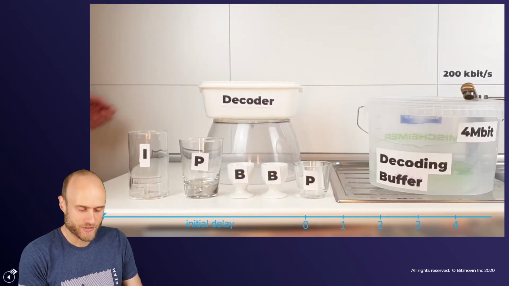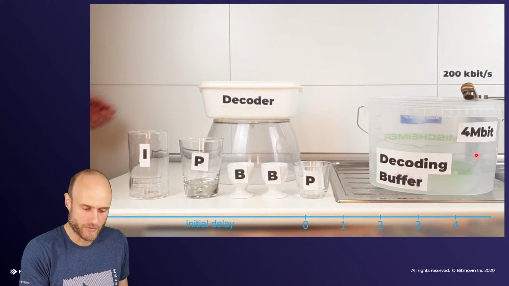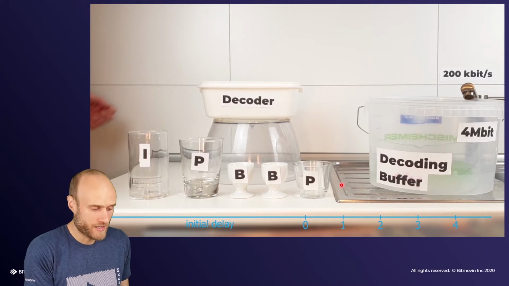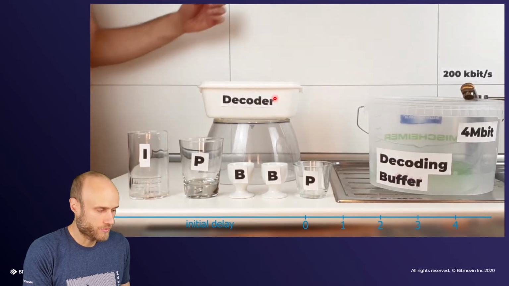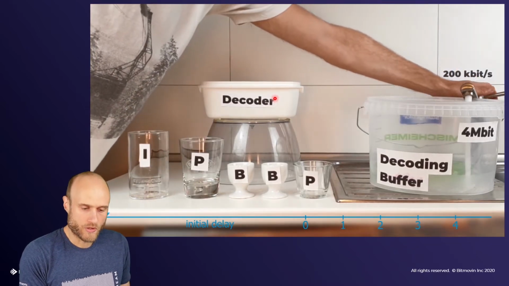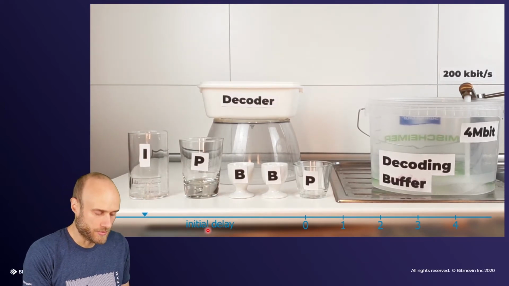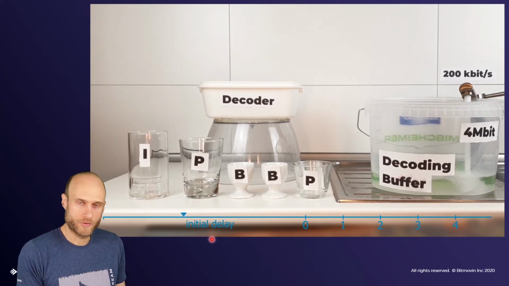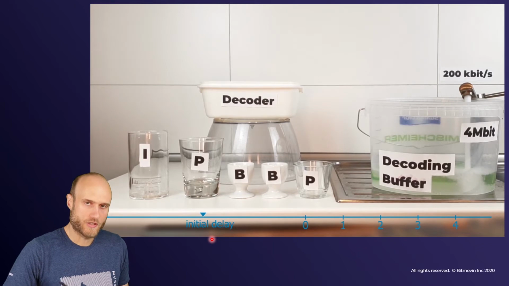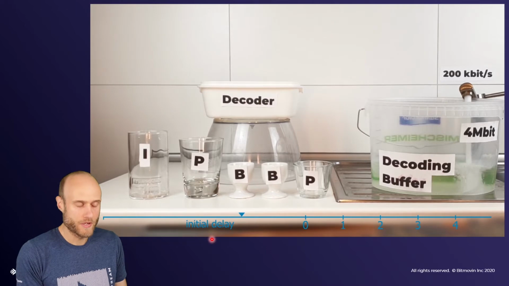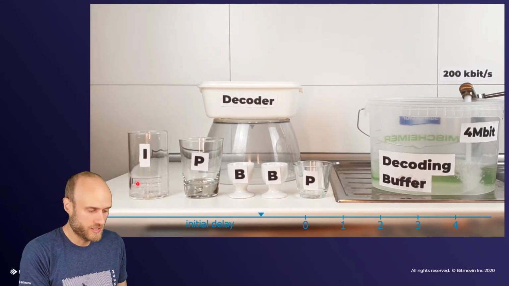So here's an example. I went to the local hardware store and got a 4 megabit decoding buffer. And up here you can see a tap, and that is a 200 kilobit tap. And here you can see 5 frames that we're going to decode. And up here is the decoder. And basically what we're going to do now is we're going to open the tap, let the water flow into the decoding buffer, let it fill up a bit. And you can see down here there's an initial delay. So that's basically how long we have to wait until we start decoding, or how long until we start taking out frames from the buffer and decoding them. And that is signaled in the bitstream. And then we're going to decode these 5 frames here.